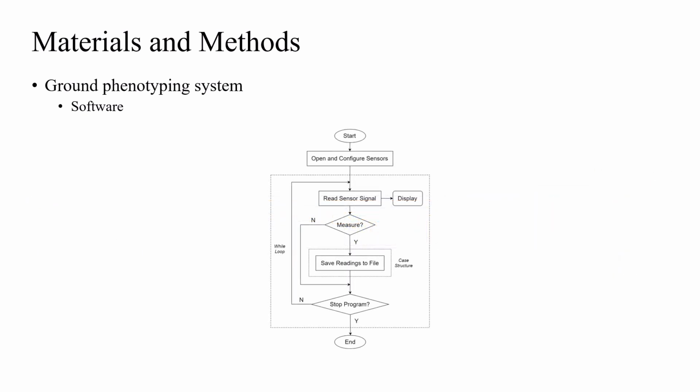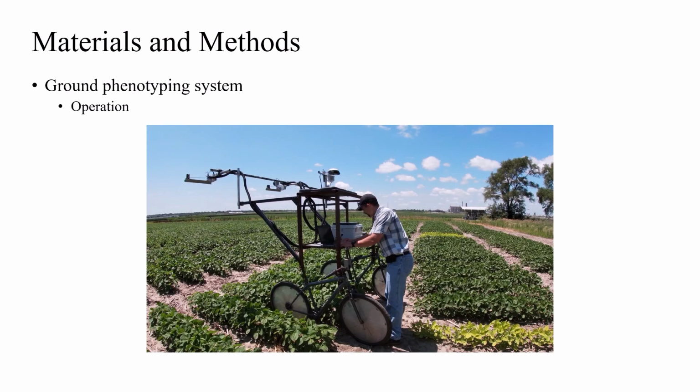The program followed a straightforward logic. It first initialized and configured the sensors, then read sensor signals once per second in a while loop, while simultaneously checking whether the measure or stop button was pressed. If the measure button was pressed, it saved the sensor readings to a file. If the stop button was pressed, it exited the program. Here is a live demonstration of the system operation.